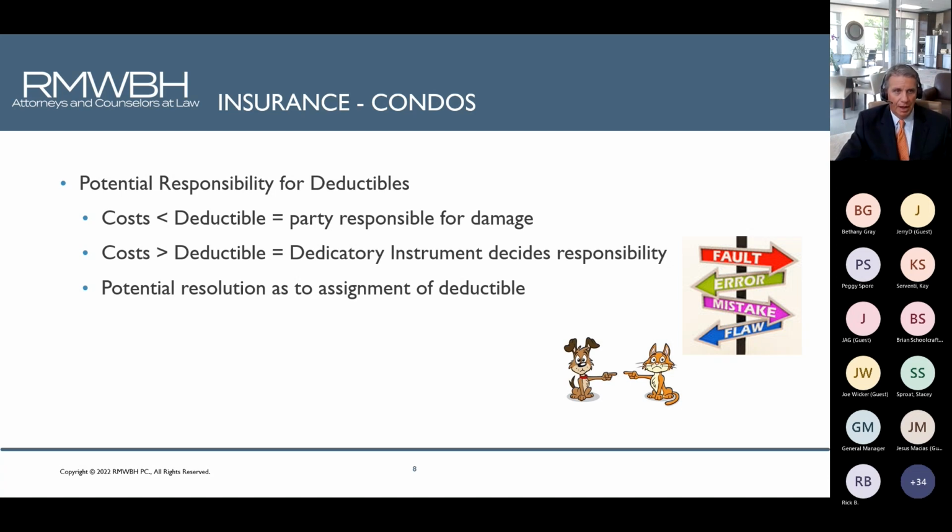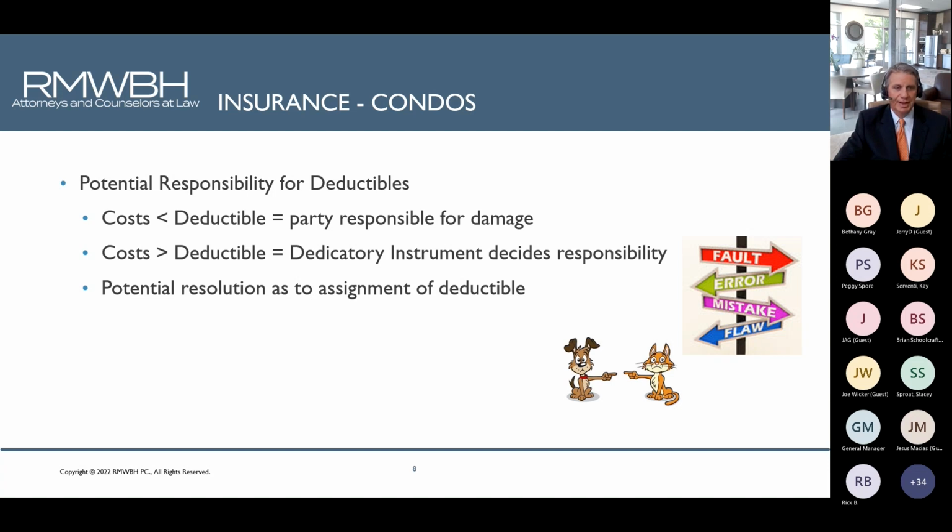In general, when the costs are less than the deductible, and this is in the event that it's owner-caused damage, that something happened where the owner is responsible. Maybe they didn't cause it, so to speak, but it's on their watch, like a broken pipe in that owner's unit. The party, i.e. the owner, is responsible for the damage. That only makes sense, right? You're not going to even get to the deductible. The owner is going to be responsible for that.